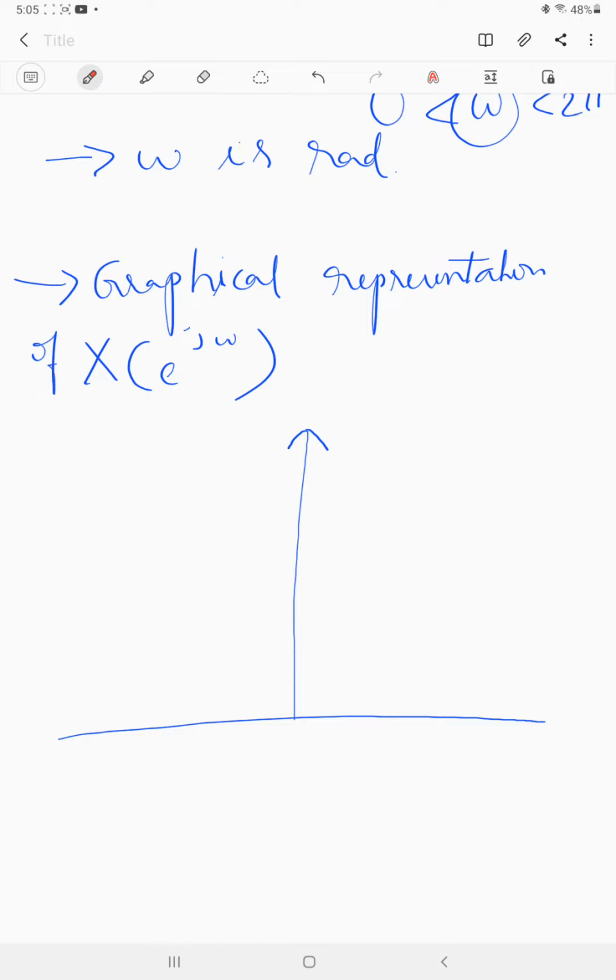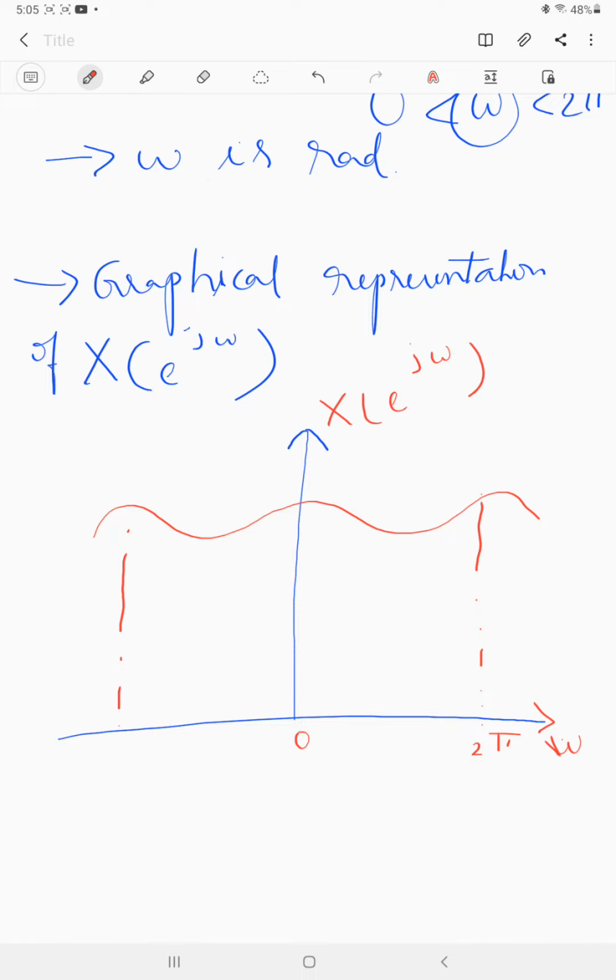This is the graphical representation of X(e^jω). Here ω will be on the x-axis, whereas on the y-axis there will be the continuous signal X(e^jω). ω is ranging between 0 and 2π. This is a continuous signal, ranging from plus 2π to minus 2π.